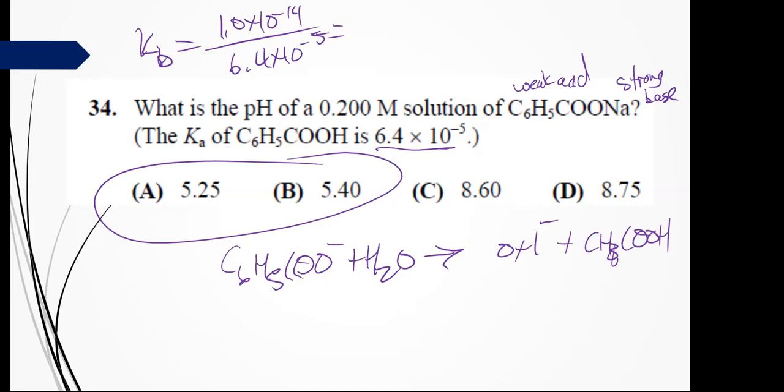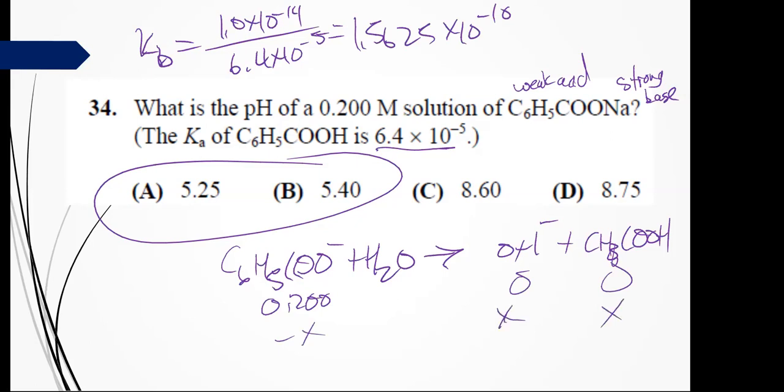So once we find our Kb, I know that this is going to be 0.200, and this is going to be relatively zero. So minus x, x, and x. And so we can have this as being x squared over 0.200 minus x. Now, can we ignore the impact that that x is going to have on 0.2? What do you guys think?